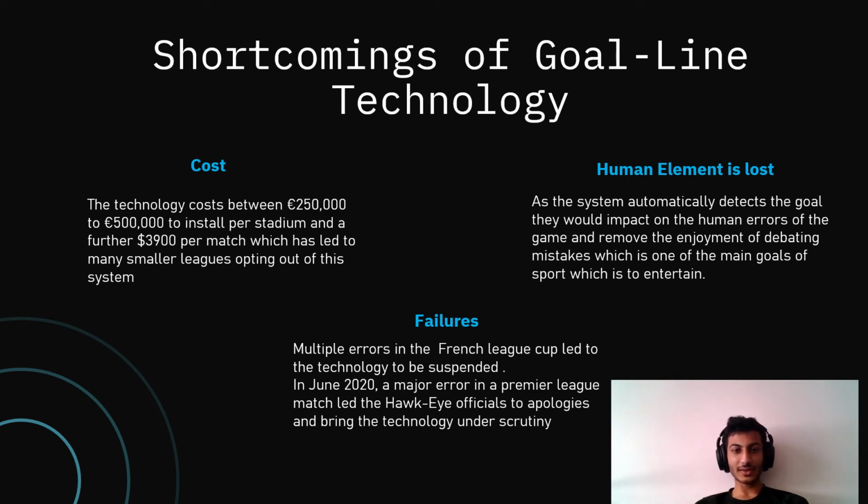Third is failures. Multiple errors in the French League Cup led to the technology being suspended in June 2020. A major error in a Premier League match led the Hawkeye officials to apologize and has brought the technology under scrutiny, as it is very costly and such errors are not expected of the technology.